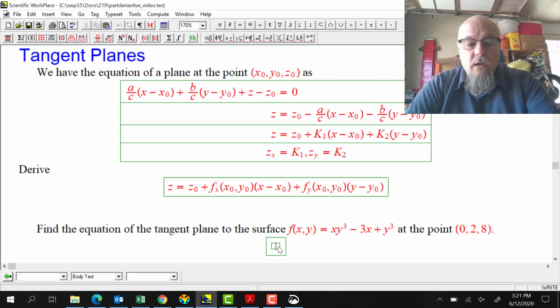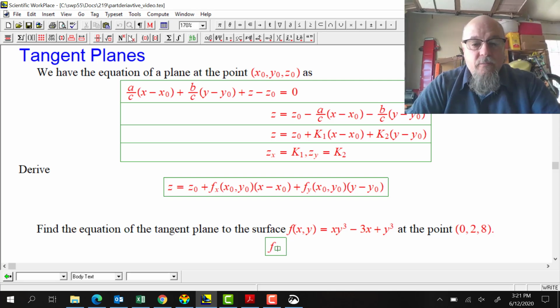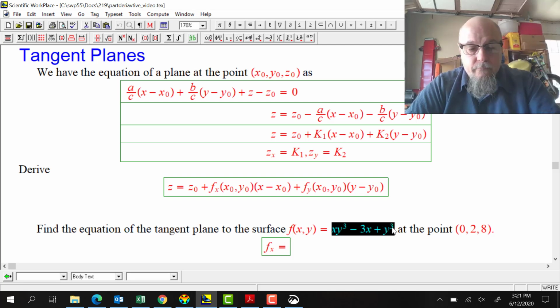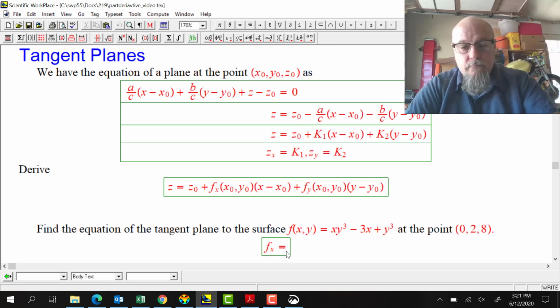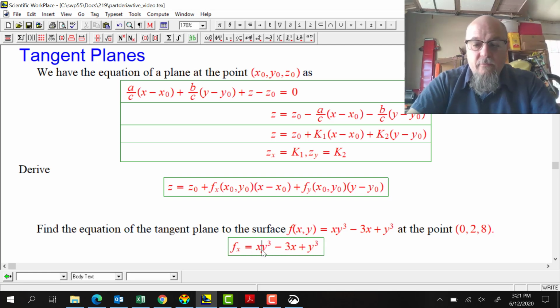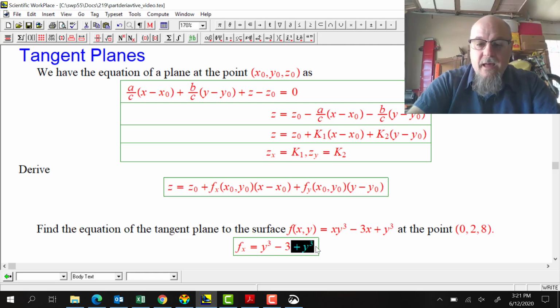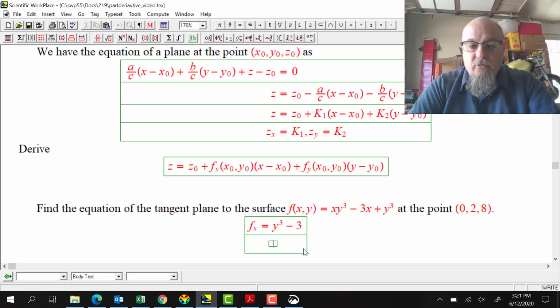I need the two partial derivatives. So I need f sub x, the slope of the surface. I'm going to take the derivative with respect to x, keeping y a constant. So derivative with respect to x, that's a 0. So there's my derivative with respect to x.